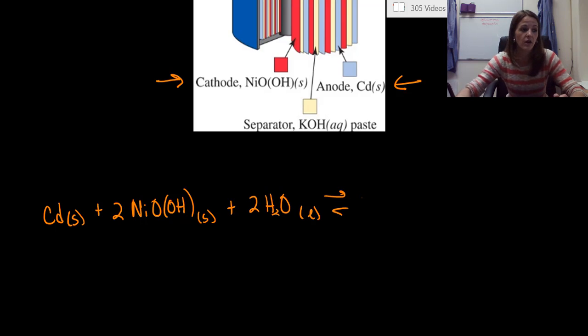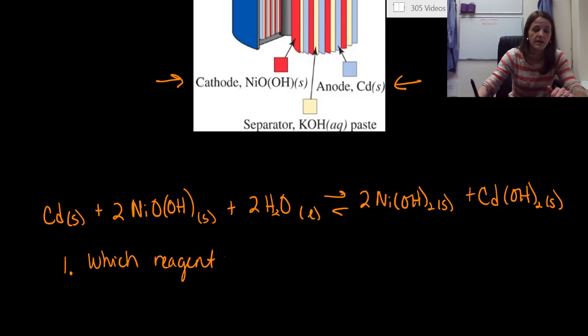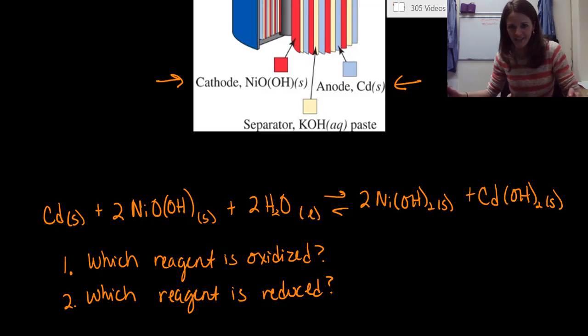So I'm going to use a double-headed arrow here to indicate that we can go forward and backwards, which is absolutely necessary in order to have a rechargeable battery. And then we also are going to create cadmium hydroxide as well, and that's also in your solid state. So I have two questions here that I need you to be able to interpret or analyze based on looking at this chemical equation. First thing, which reagent is oxidized? And I'm looking for a reagent or a starting material, okay? Second question, which reagent, or I could say reactant if that helps as well, which reactant is reduced? Okay, two questions, go.